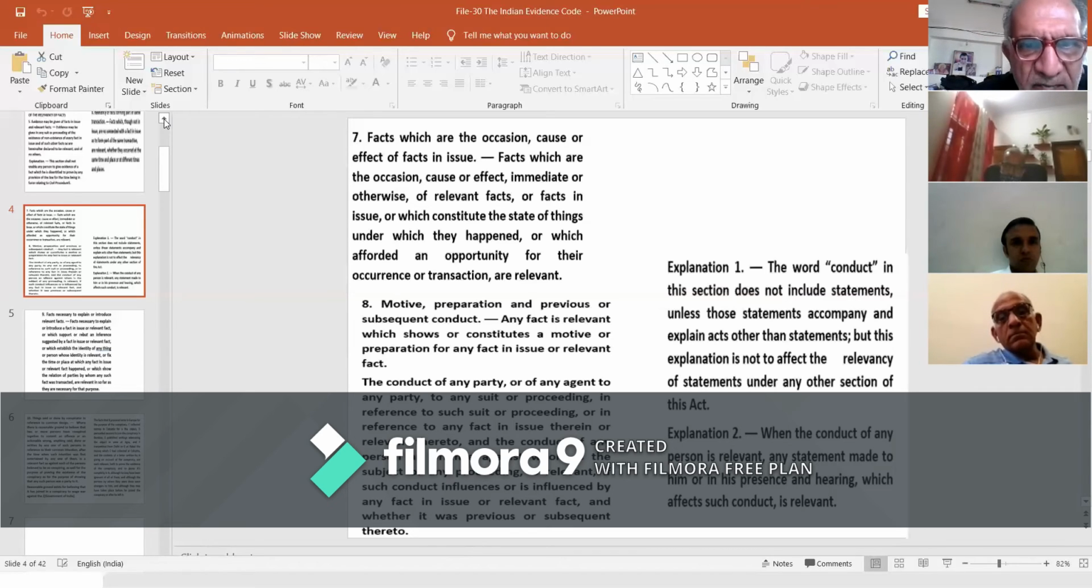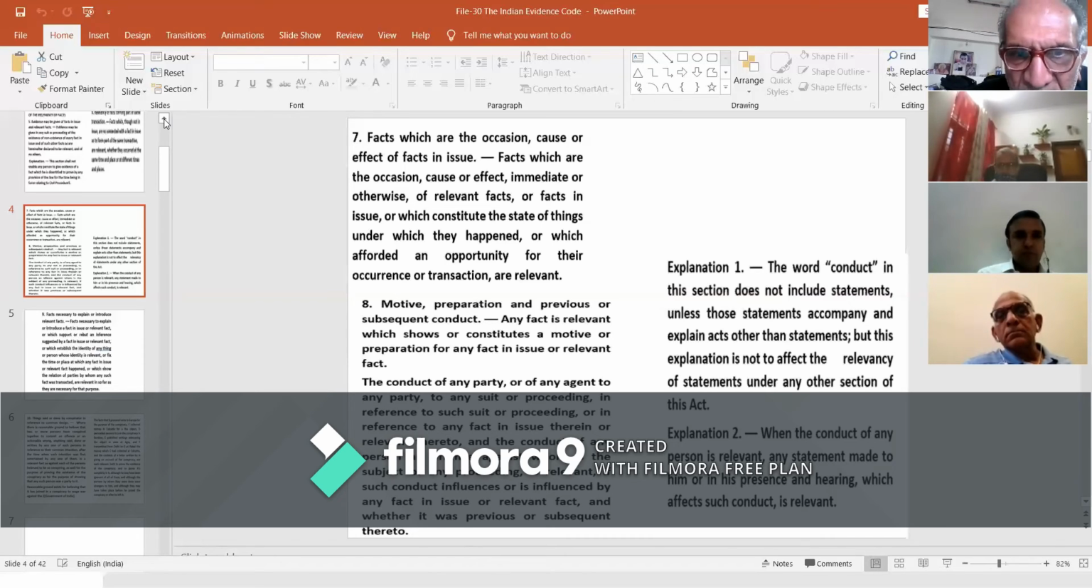Now let me read it. A fact is relevant which shows or constitutes a motive or preparation for any fact in issue or relevant fact. See, any fact is relevant which shows or constitutes what? A motive or preparation of any fact in issue or relevant fact.